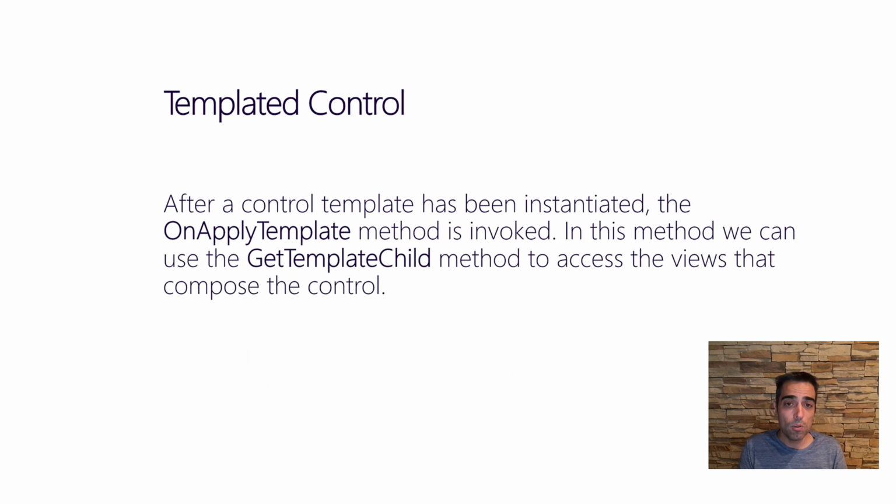After a control template has been instantiated, the onApply method is invoked. And in this method is where we can use another method that is called getTemplateChild to get access to the different views that compose the control, in case we want to change some properties or animate something, etc.